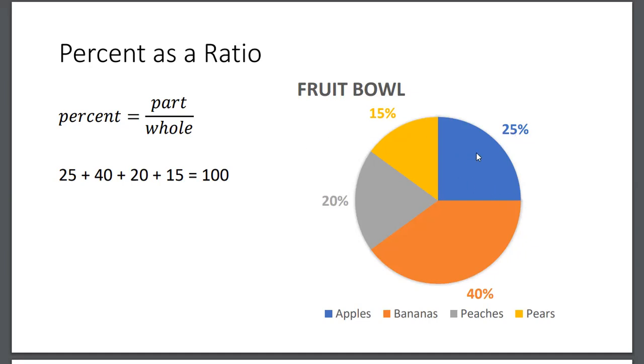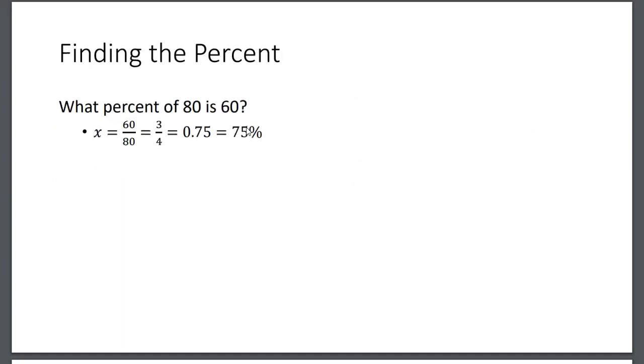Notice that 25% is 1/4. Clearly, you can see that on the circle of the whole. 40% is less than half. So that's an important concept. Percent is a ratio of the part to the whole. We can use that to solve percent problems.